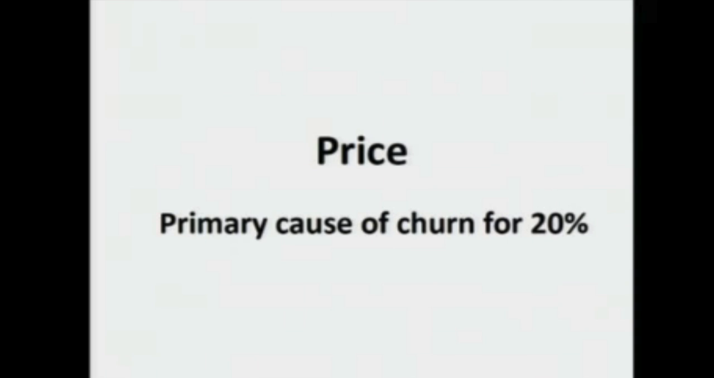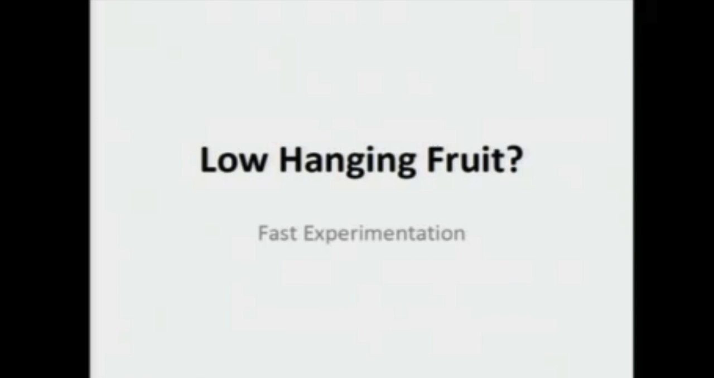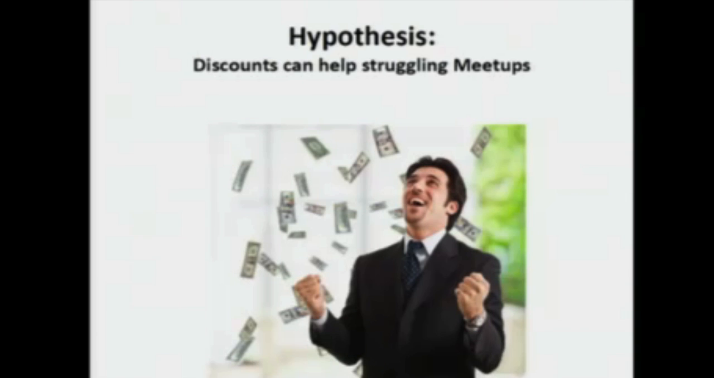The next issue is price. We charge about $10 to $20 a month, and that can be too much for certain groups. We identified this as the primary cause of churn for about 20%. That was based on surveys. And so we looked at price and we thought maybe there's an opportunity here. We don't do much with price experiments. Perhaps we can do a quick experiment and see what would happen if we just make it rain on our customers. So let's just give out discounts and see what that does for our retention rates.